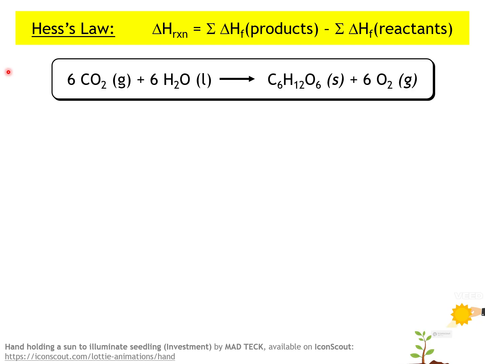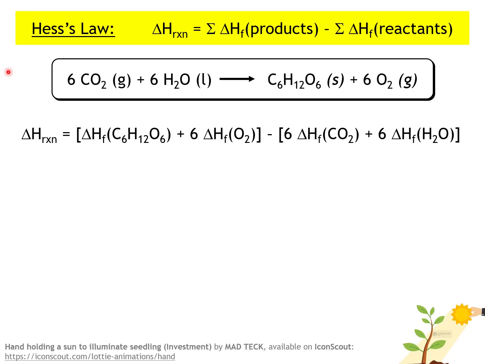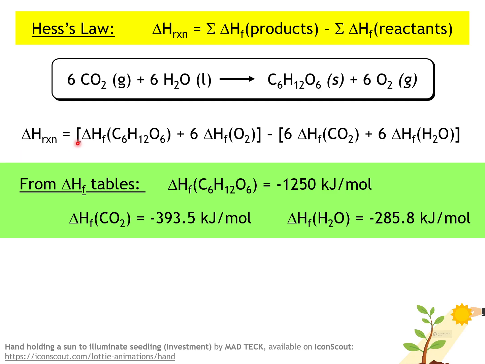using Hess's law. So then you just go and you look up the heat of formation values in a table. So Hess's law for this one would be products minus reactants. So we have 1 glucose and 6 oxygen minus the sum of 6 carbon dioxide and 6 water. So we look up the values in the heat of formation tables. The heat of formation of oxygen is 0, which is why it's not shown in this green box.